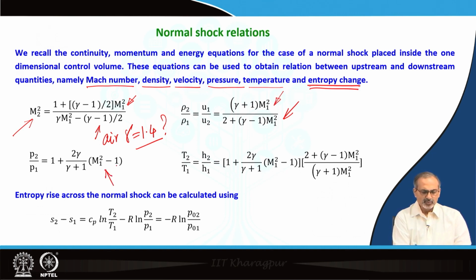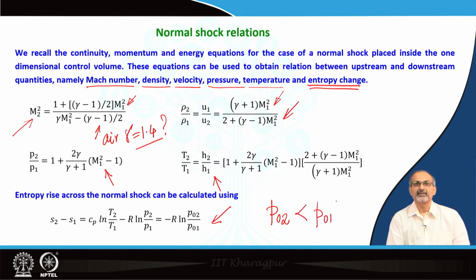You have P2 by P1 expressed by this equation, T2 by T1, which is the same as H2 by H1 for a calorically perfect gas, again expressed in terms of M1 and gamma. And here is an equation for the entropy change across the normal shock, where you can easily figure out that there is a definite change in entropy, and it is a rise of entropy which occurs across a normal shock. It is because the stagnation pressure at station 2 is always less than the stagnation pressure at station 1.